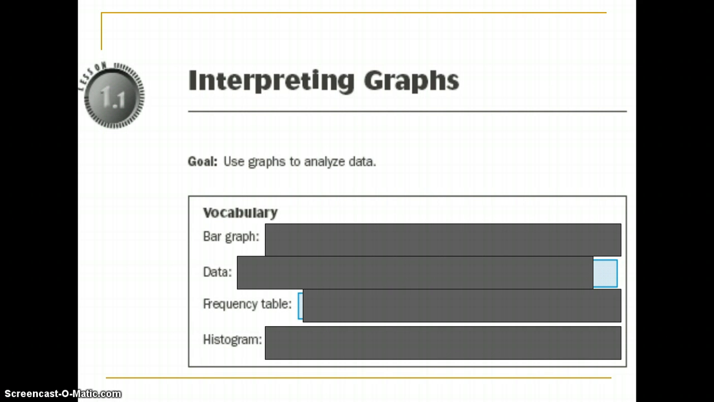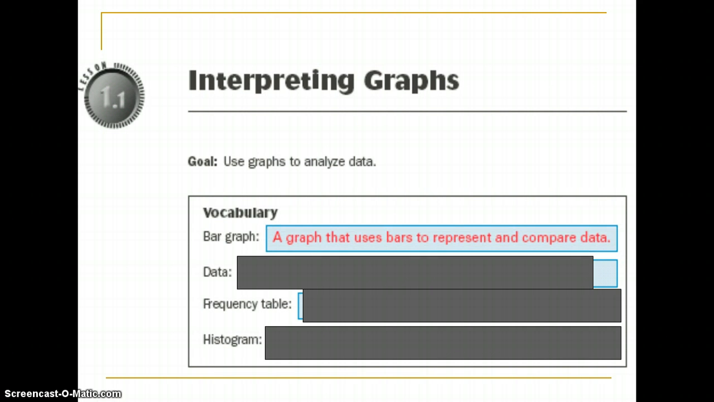A bar graph uses bars to represent and compare data. It also uses categories a lot of times, like how many pets you have, or what your favorite color is, and you can put down red, blue, or yellow. So again, a bar graph usually has categories involved with it.